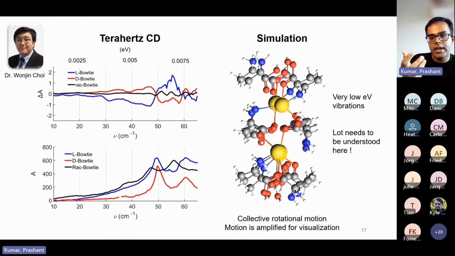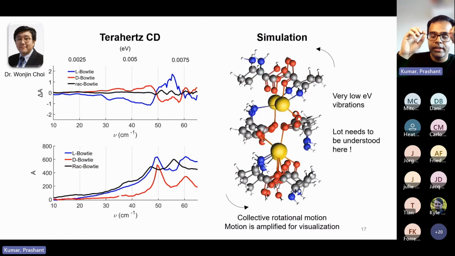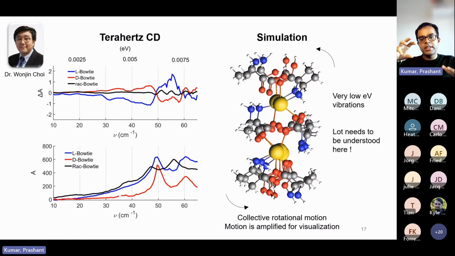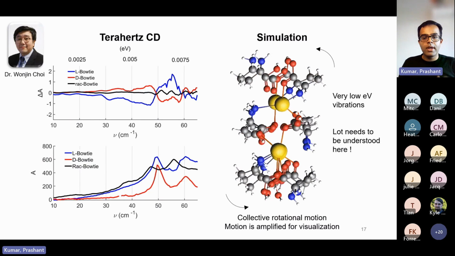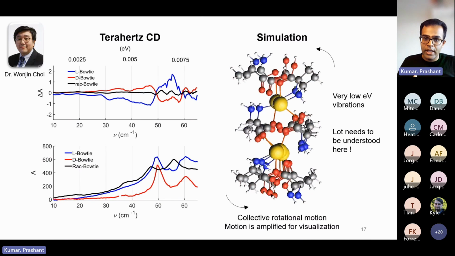But since this structure has a certain level of order at the nanoscale, if you remember the diffraction pattern, that texture indicates that there is some kind of ordering present. So what that means is that there should be some kind of collective vibrations also present in the system. And since chirality is present at all levels, those vibrations should be chiral in nature.